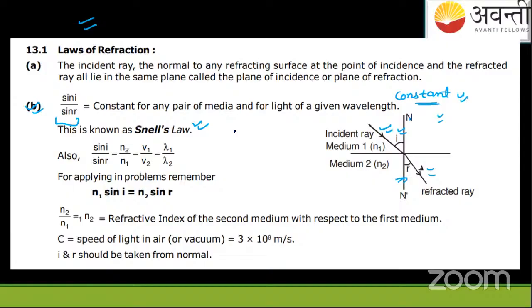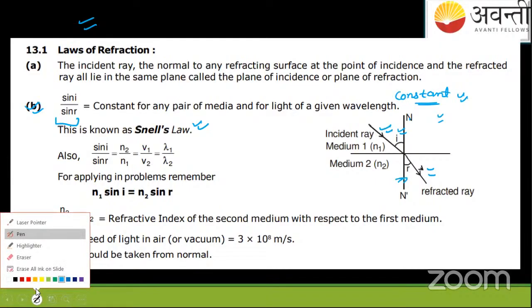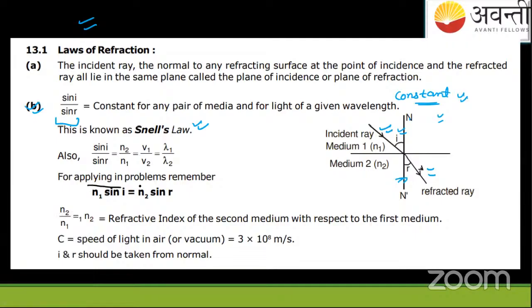So sin i upon sin r equals N2 upon N1. This is the most important formula to remember in this topic. If you remember this, automatically the rest of the things are remembered. Let me explain. This is N1 sin i equals N2 sin r. And how to remember this formula? First, the trick is this.